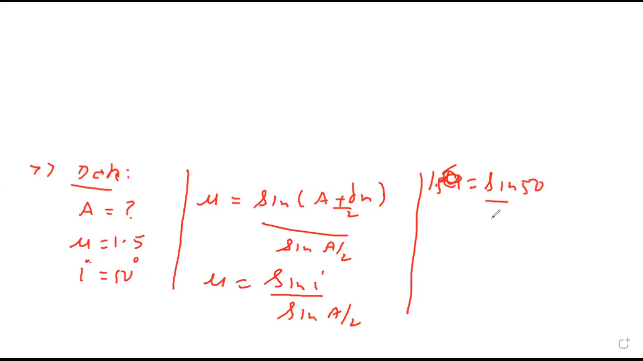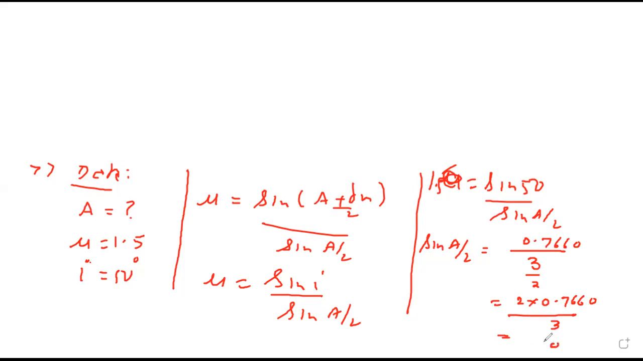1.5 is sine of 50 degrees upon sine A by 2. Sine A by 2 equals sine 50 upon 1.5, which is 3 by 2. What is sine 50? So this will become 2 times 0.7660 upon 3, which is 0.5107. Sine inverse of this.